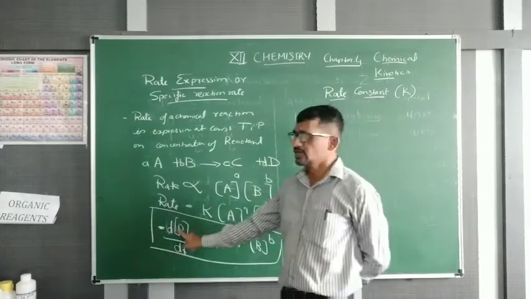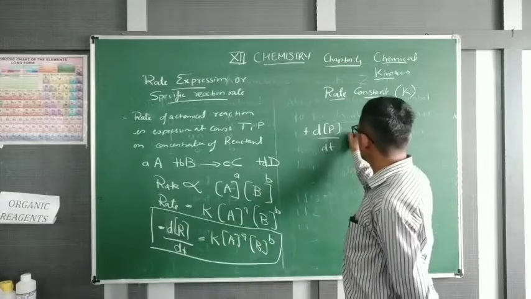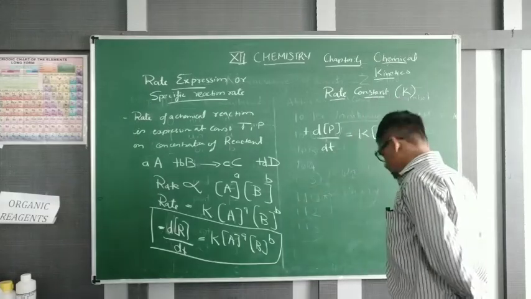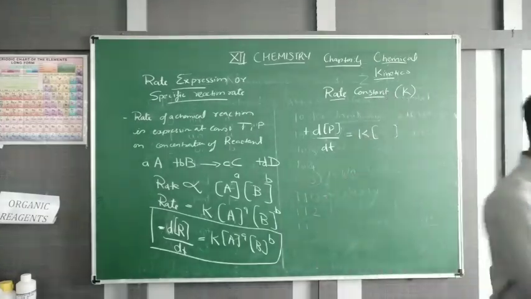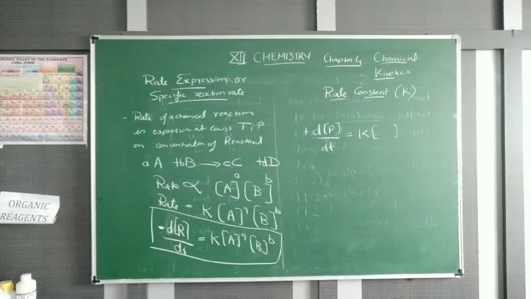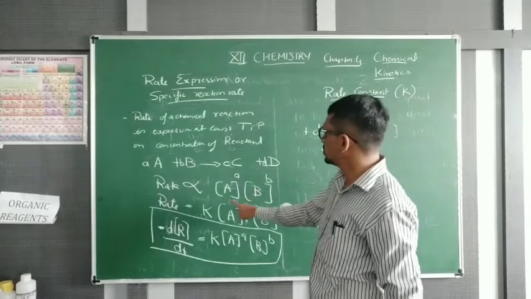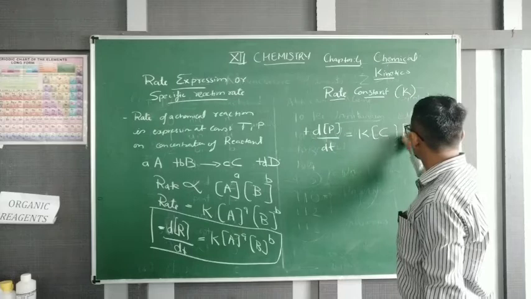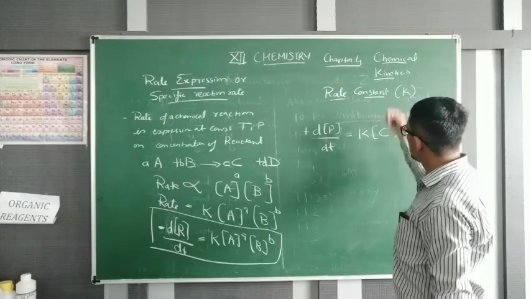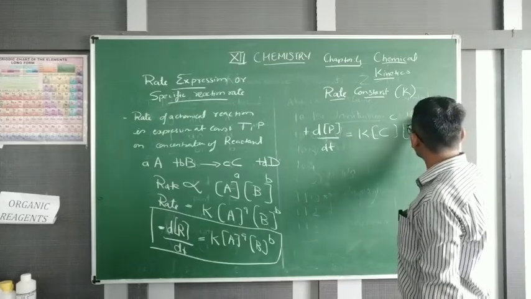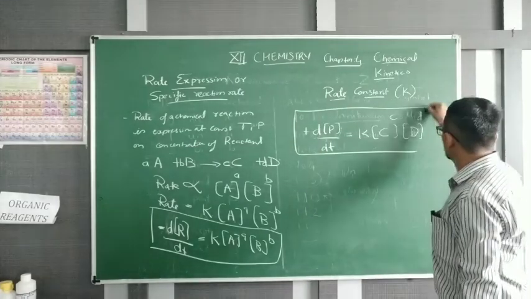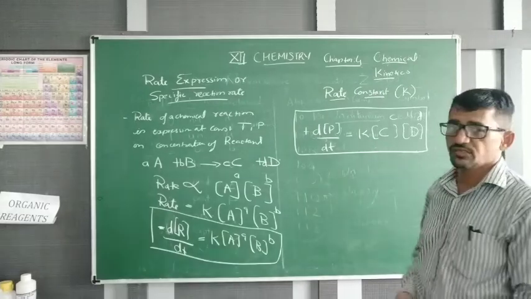Instead of reactant, you can write product also is equal to K into concentration of product. Here, instead of A and B, now the product is C and D. So here you have to write C and here you have to write D, raised to its proper order. So this is nothing but the rate expression or specific rate constant.